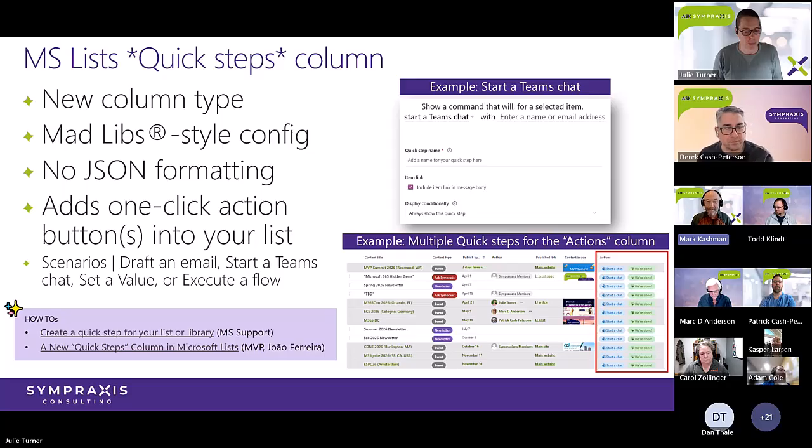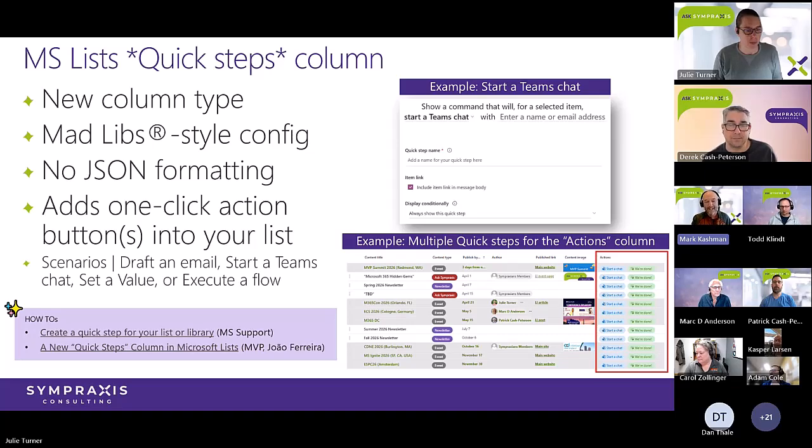But some of the things that they have by default are draft an email, start a Teams chat, set a value, which is really helpful if you have a common thing where you're like, this project is done. Instead of going in and editing the status to done, you can just have a little button that says we're finished, and then it updates that status. So super easy to program, super easy to use, looks really nice as far as the functionality.